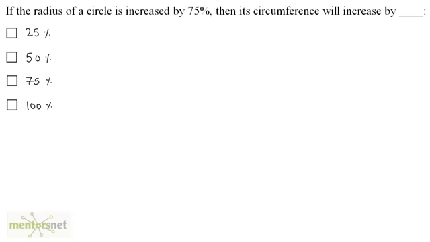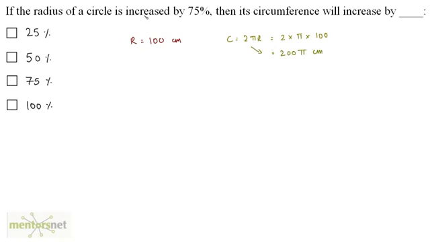If the radius of a circle is increased by 75%, then its circumference will increase by how much percent? Well, let us consider the initial radius as 100, let's say, centimeter. So the circumference will be equal to 2 pi r, and that is equal to 2 into pi into the radius, 100. So that's 200 pi centimeter, the circumference.